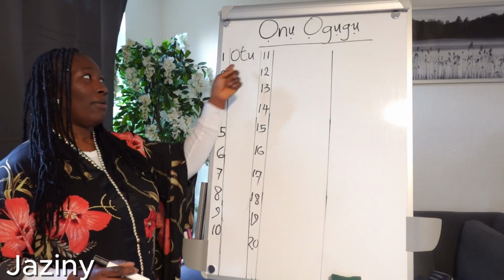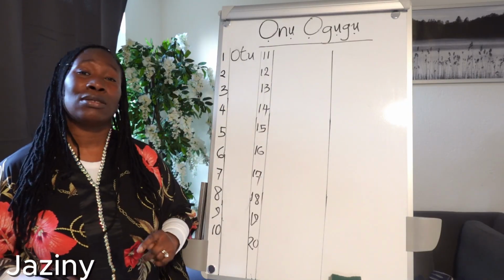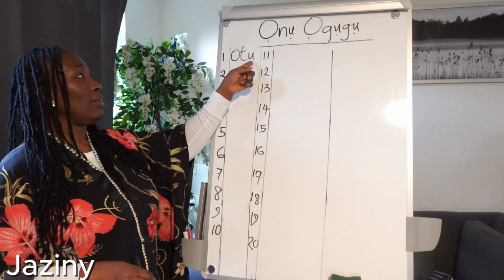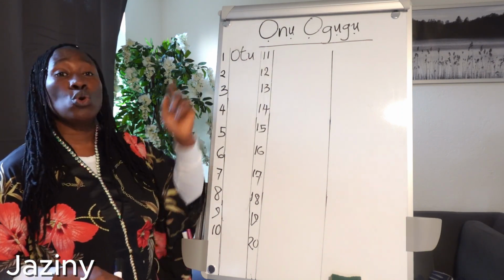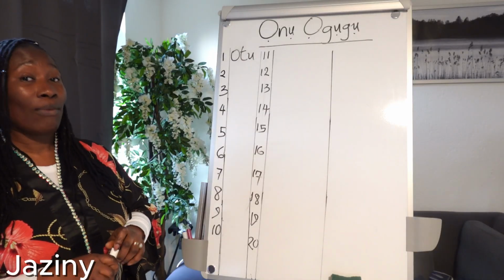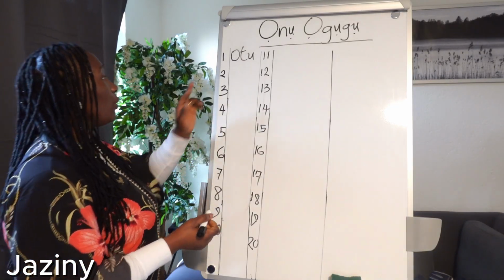Remember in our alphabet we said Ṭ is pronounced differently, then U without a dot is U. I just explained that when we started. So we have Otu.